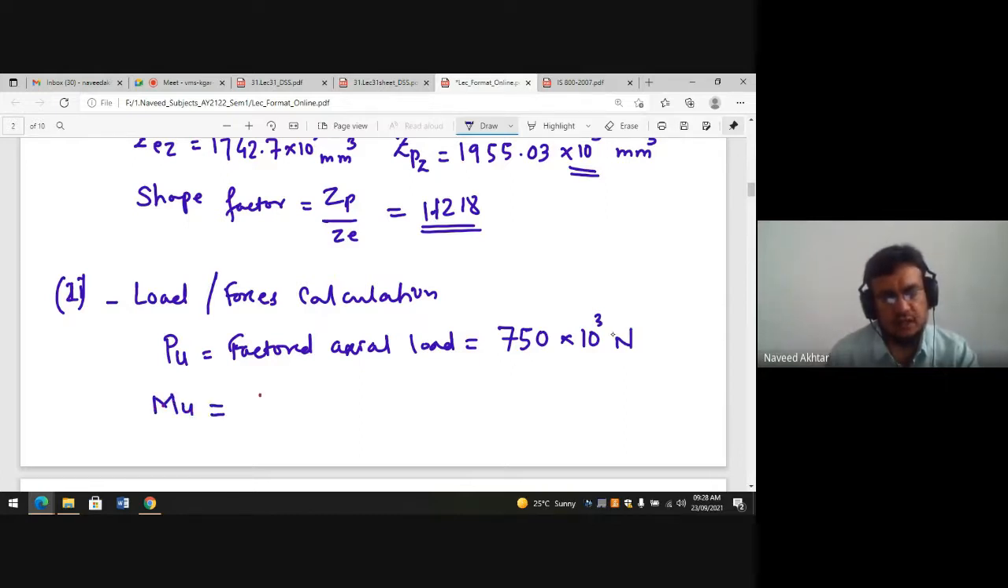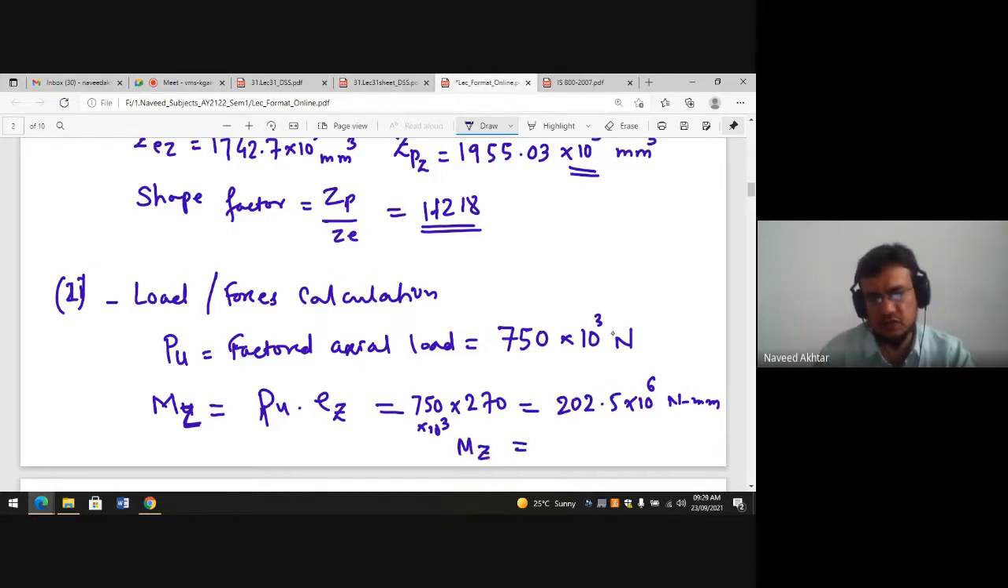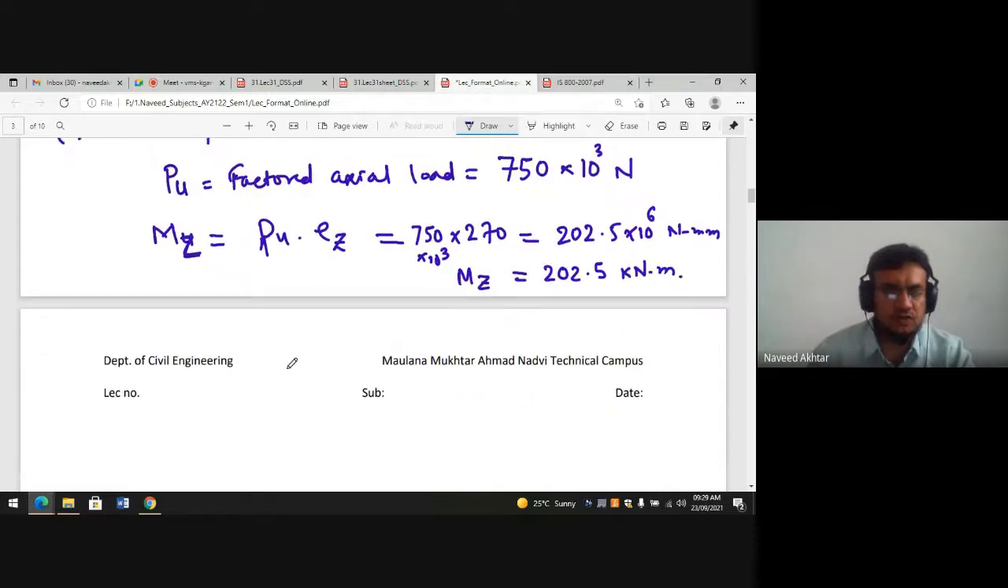And MU you have to calculate. How can you calculate it? Load into eccentricity. Eccentricity is given only about the major axis z, so you can write MUZ directly. The moment about the major axis is nothing but P into ez, so 750 into 270 mm. Calculating, it comes to 202.5 into 10 raised to 6 Newton mm, or you can write MUZ equal to 202.5 kilonewton meter. Okay, so this is step number 2.